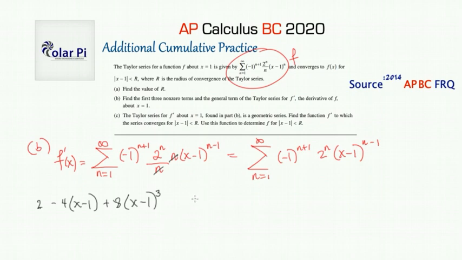Part C, it says, the Taylor series for f prime about x equals 1. Well, yeah, it's the same center as f. Found in part B is a geometric series. Remember, the infinite geo is very, very important. It's a geometric series, they say, okay? And it says, find the function f prime to which the series converges in the same radius of convergence and the same interval of convergence as f, right? Okay, cool. And we have to find f. Okay, that's quite a bit, but it's not that hard.